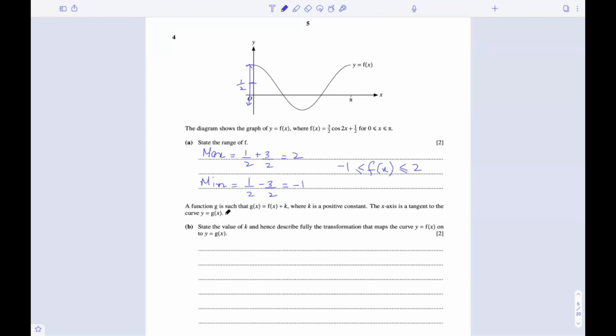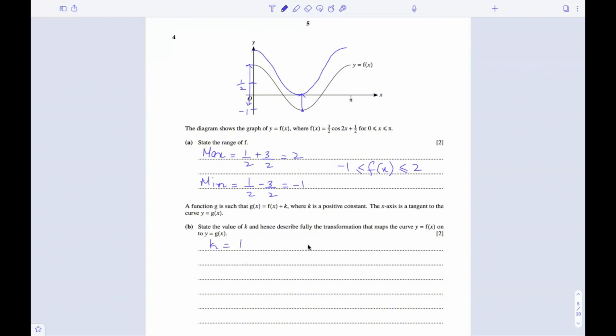In the next part, we have a function g that is equal to f of x plus k, where k is a positive constant. The x-axis is the tangent to the curve. Now, if the x-axis is the tangent to the curve, we know that the graph has basically moved upwards and is somewhat like this, which means that this point has moved 1 unit upwards as the lowest point was minus 1. So we can say that k is equal to positive 1.